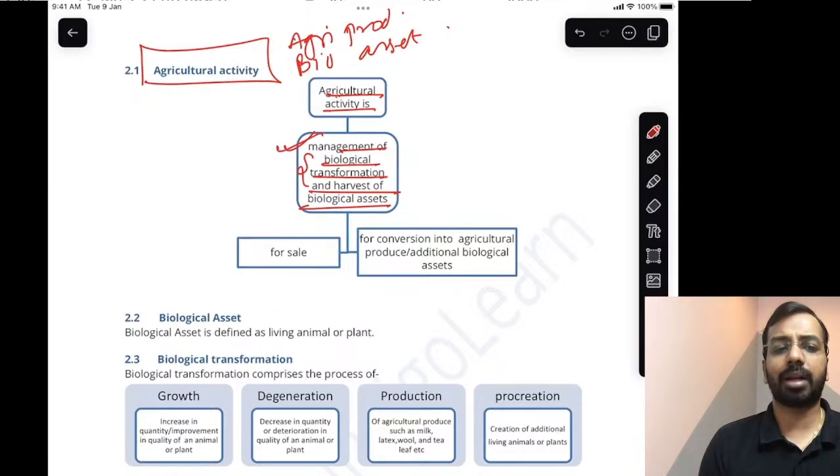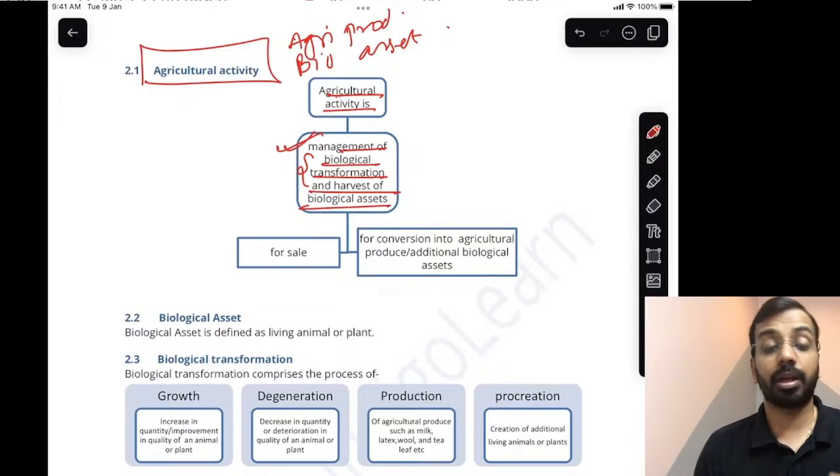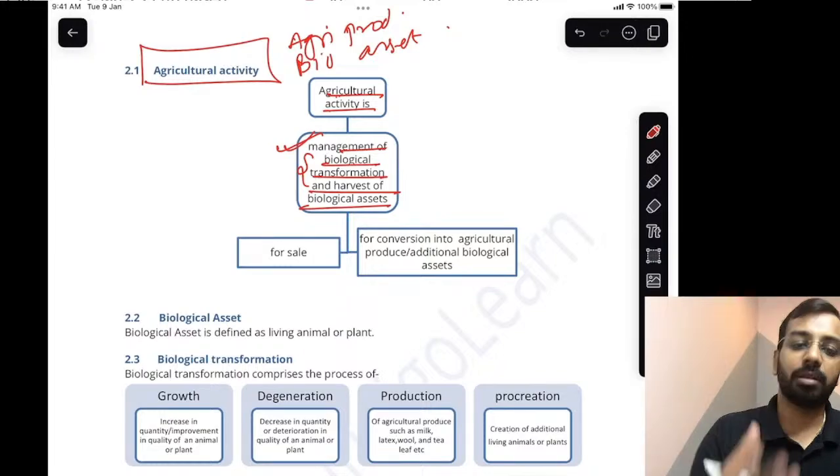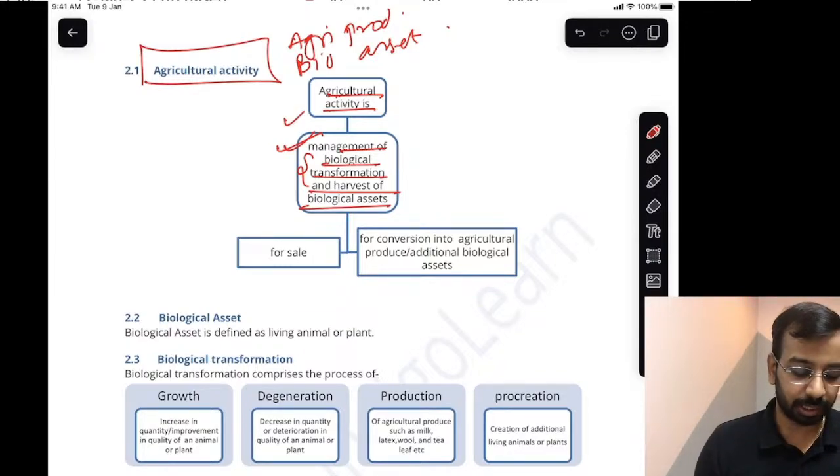Now, what is this biological transformation? When you rear chickens or hens and all of that, the biological transformation is the laying of eggs and hatching into chickens, right? So when you do this biological transformation, increase the biological asset, that is what is called agricultural activity.